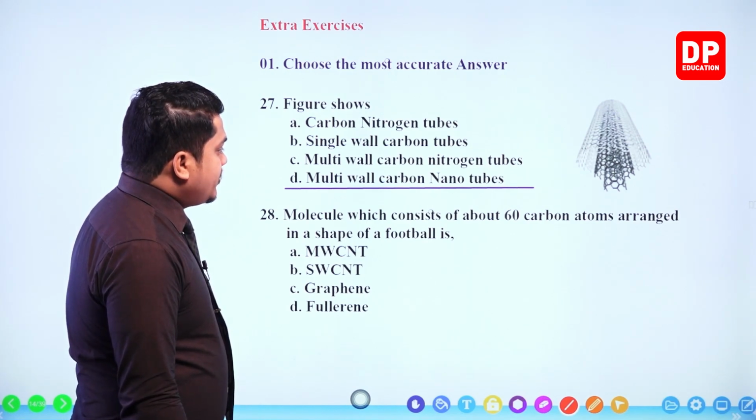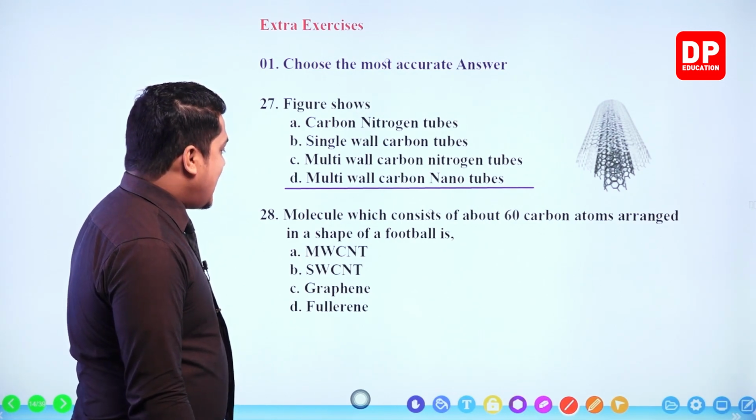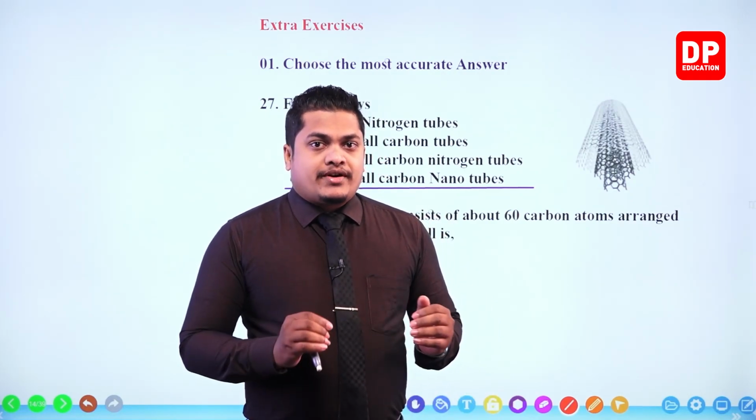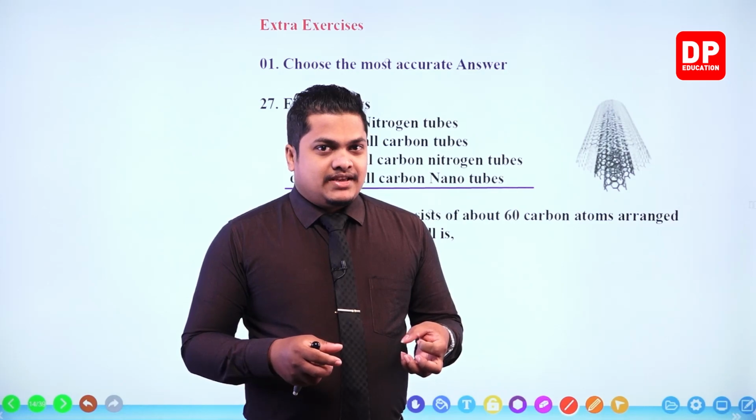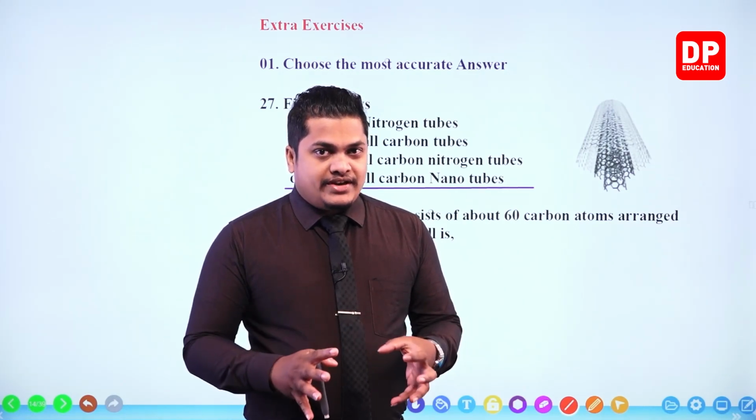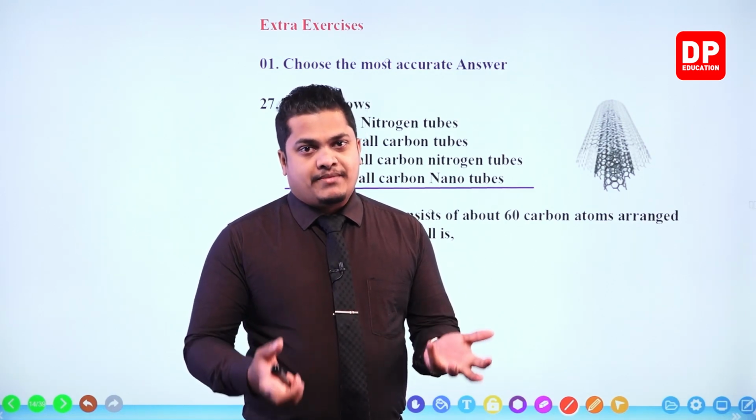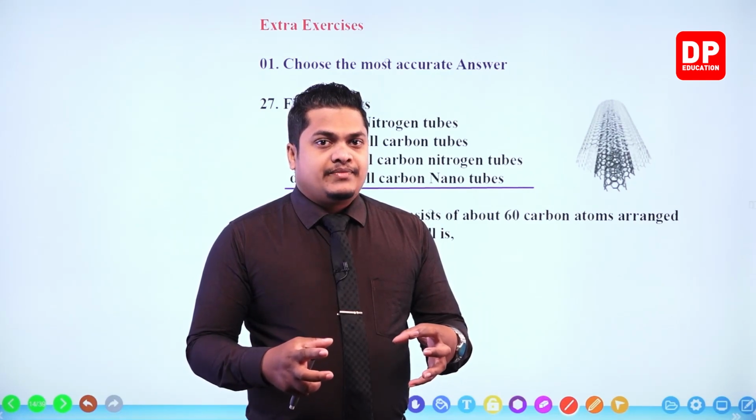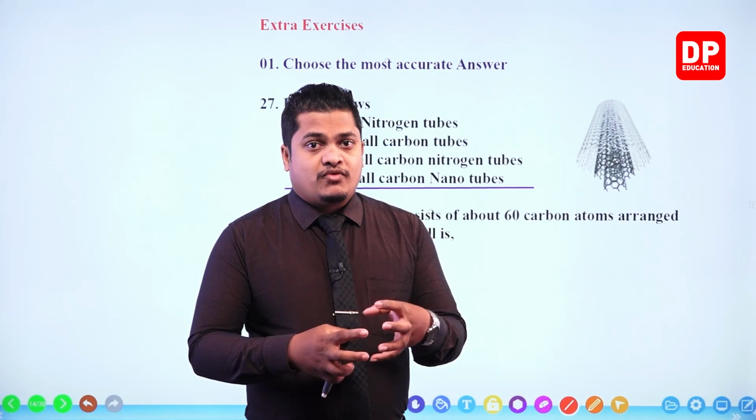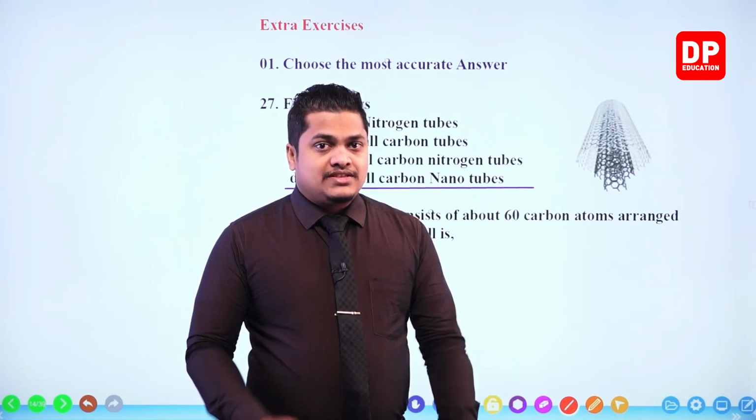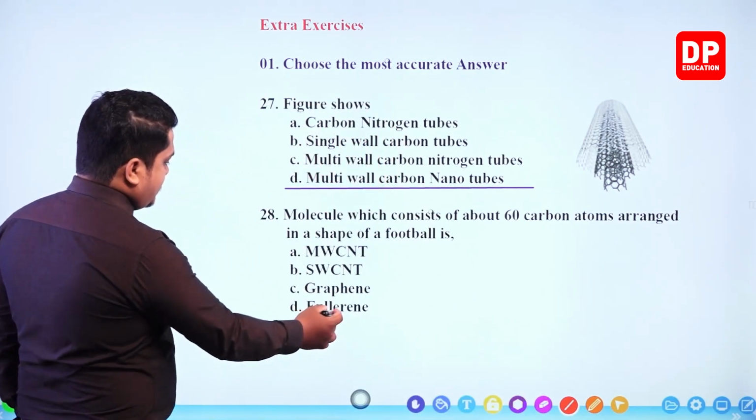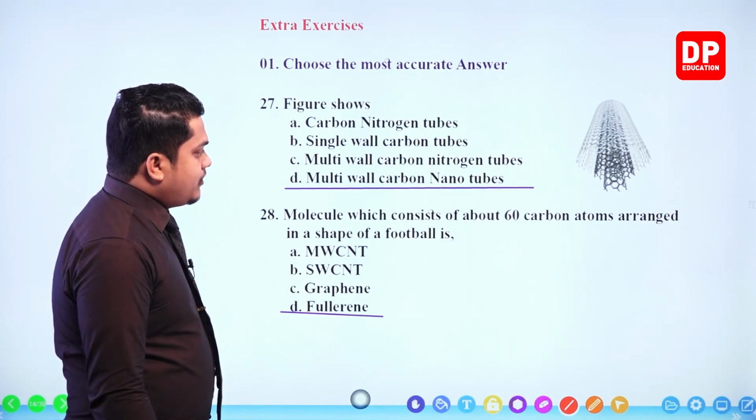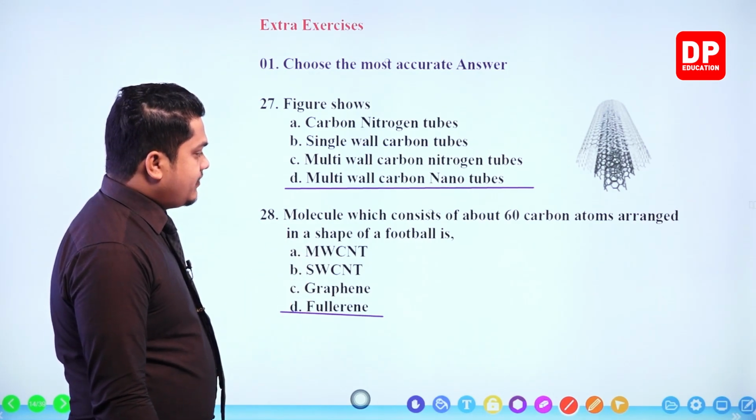Next one. A molecule which consists of about 60 carbon atoms arranged in the shape of a football. Can you remember? In our laboratory, we prepared the structure, right? We use the graphene layer and fold it down. Actually, scientists are the ones who do it. We won't be able to do that in our normal laboratories. Scientists can take these graphene layers and fold them into the shape of a football, like a ball, to create this structure. This is called fullerene. Go for the answer fullerene. It's not multi-wall, it's not single wall, it's not a graphene layer. In the shape of a football, 60 carbon atoms are arranged. That is fullerene.